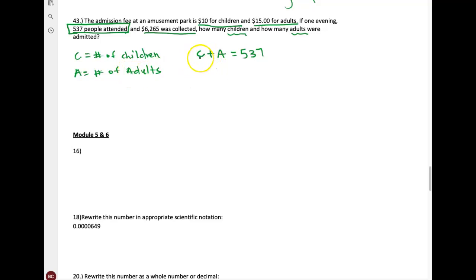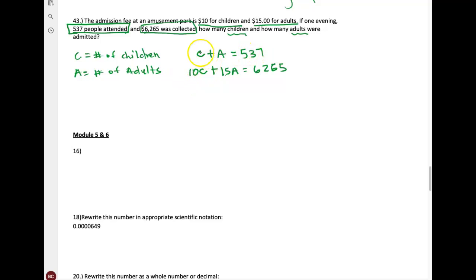All right, so on our next equation, children, I don't know how many there are, but I know that they cost $10 each. So 10C plus, well, adults cost 15, so 15A, and then the total amount that was collected was $6,265. Okay, so now I have my two equations, and now I can use substitution or elimination to solve it.